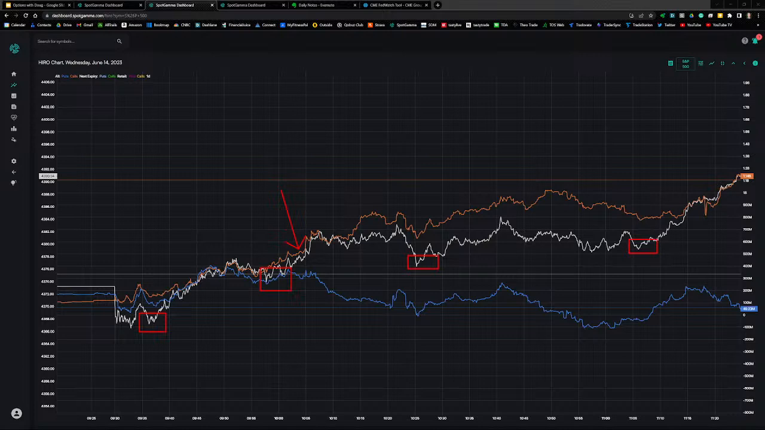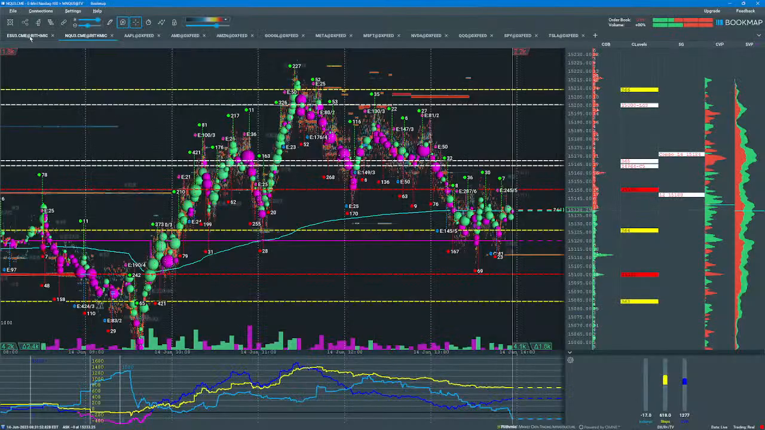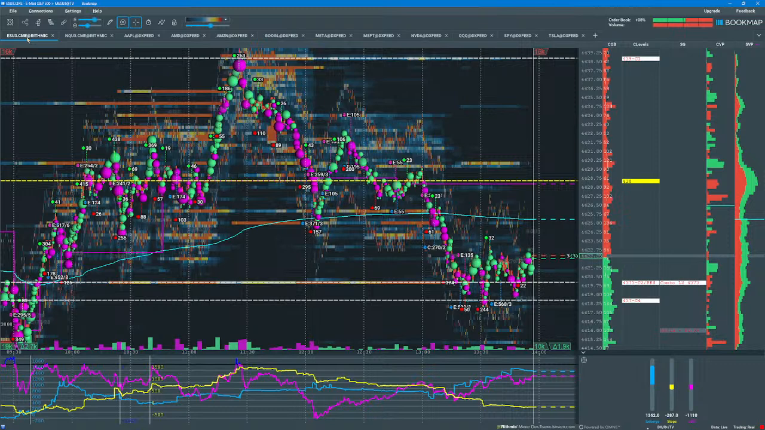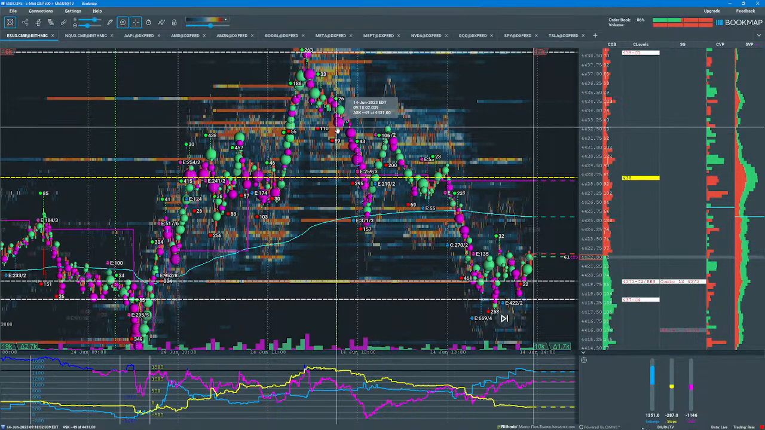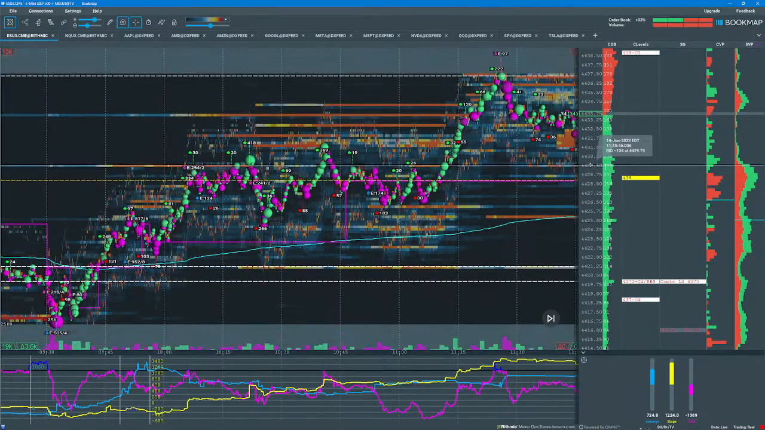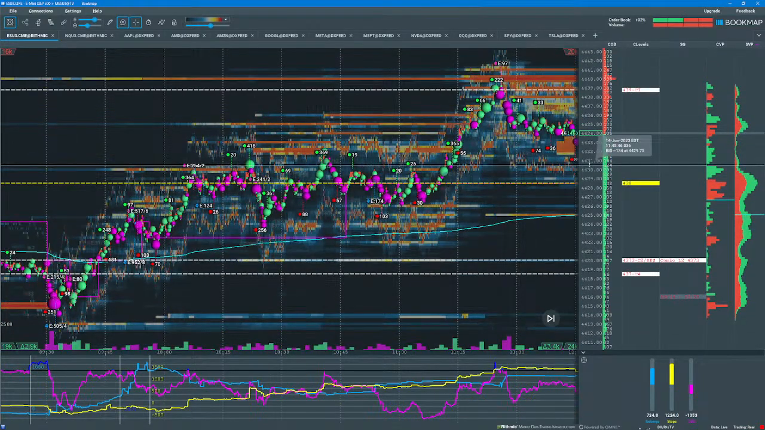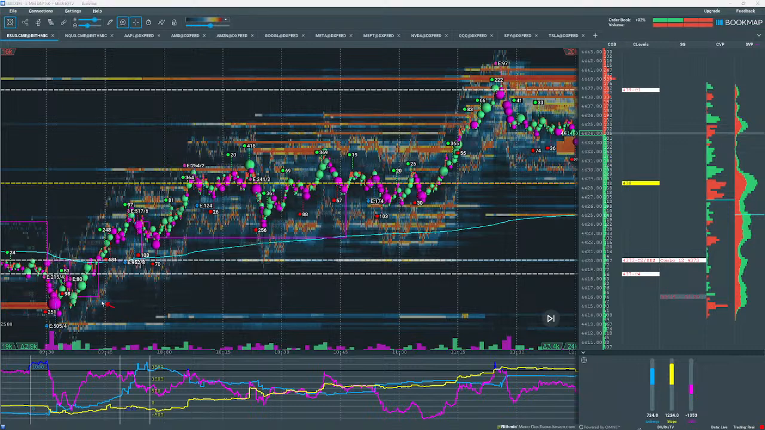So let's go take a look at Bookmap. We'll take a look at ES on Bookmap. I'm going to zoom in. So there's the morning session. This is very similar to yesterday, the setup yesterday that I posted in Discord and on Twitter. So a pretty easy read this morning. Remember, traders are buying calls, market makers are selling the calls, they have to buy futures to hedge their delta exposure.